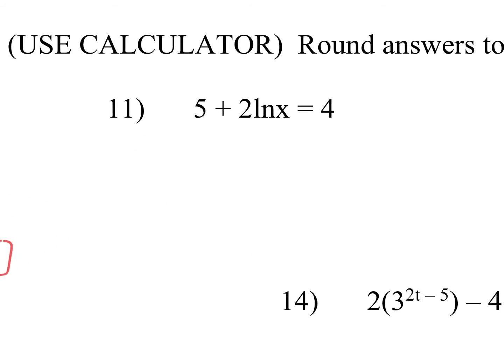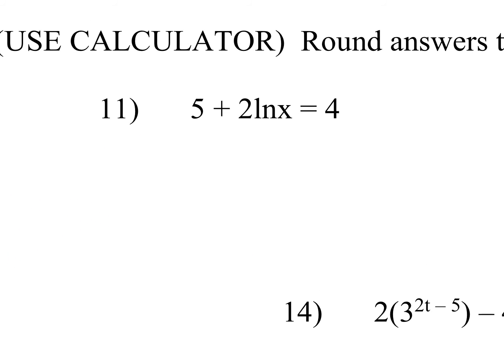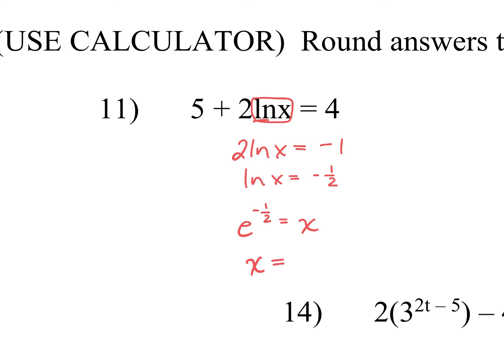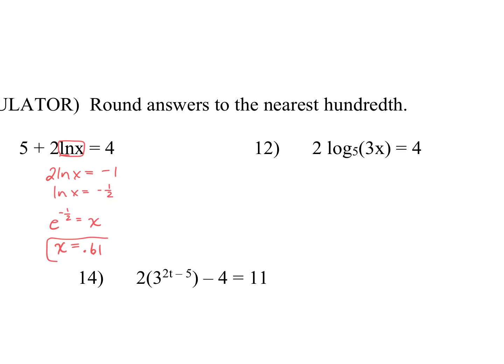Let's move over to 11. Here we have 5 times 2 times the natural log of x equals 4. So I'm going to try to work towards isolating my logarithmic expression. So I'm going to subtract 5 and divide by 2. So now we can rewrite this as e to the negative 1/2 equals x. Well, I can just plug that right into my calculator, and I'll find that x equals 0.61.